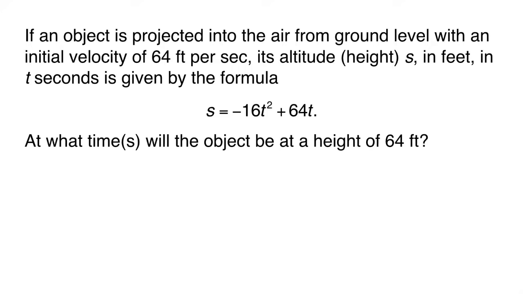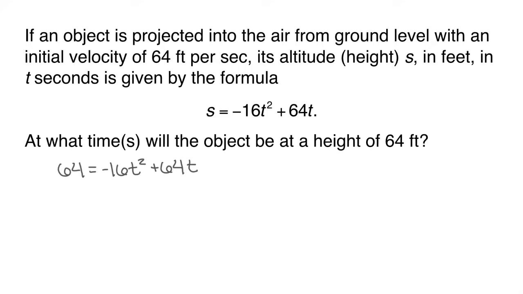Because s is height in the formula, in feet, we can substitute 64 for s into the formula and solve for t to answer this question. We have 64 is equal to negative 16t squared plus 64t.